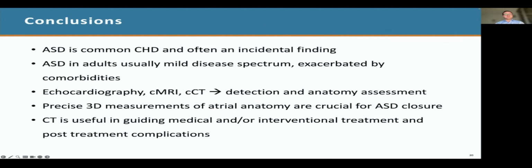To sum up, ASD is the most common congenital heart defect and often an asymptomatic incidental finding. We learned that ASD usually leads to a mild disease spectrum and becomes symptomatic only in large ASDs. Echocardiography, MRI, and CT provide us excellent images for ASD detection and anatomy assessment, while 3D imaging such as MRI and CT allows for precise measurement of atrial anatomy, which is crucial for successful ASD closure. Therefore, CT can guide the clinical management of patients with ASD.